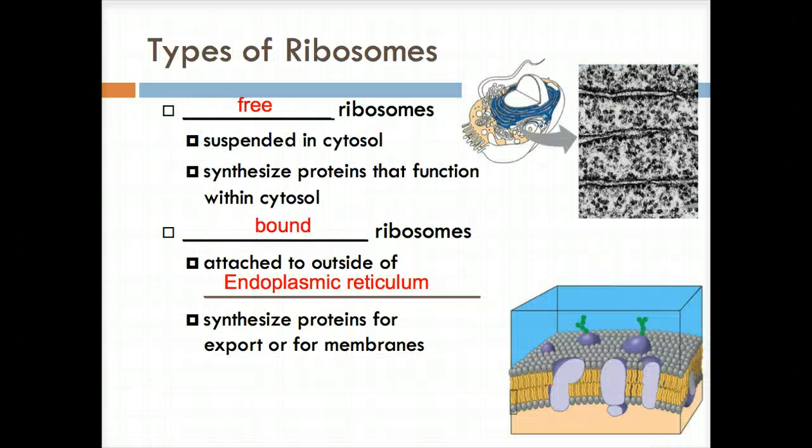There are two types of ribosomes, as we just saw. There are free ribosomes, which are suspended in the cytosol. Their function is to synthesize proteins which function within the cytosol. And then there are also bound ribosomes, which are attached to the outside of the endoplasmic reticulum. I know it's a little difficult to see right here. If you look really closely, you can see it. We'll see a better picture in a minute. Bound ribosomes are responsible for synthesizing proteins that are ultimately going to be exported or used in the membrane. So there are two different functions if you're a free ribosome or a bound ribosome.